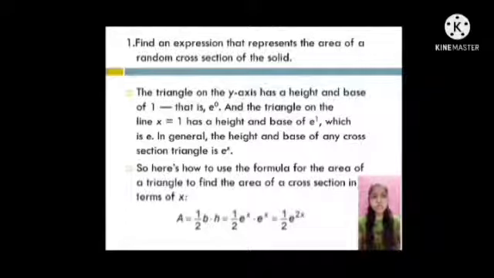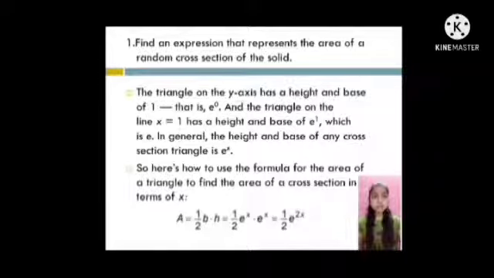The triangle on the y-axis has a height and base of 1, that is e raised to 0, and the triangle on the line x is equal to 1 has a height and base of e raised to 1, that is e. In general, the height and base of any cross-section triangle is e raised to x.